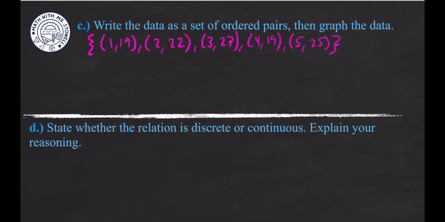Now let's graph it. Let's go ahead and make ourselves a graph. We don't have any negative values, so we just have to worry about quadrant 1, which is the positive values of our x and y. Let's label a few things.